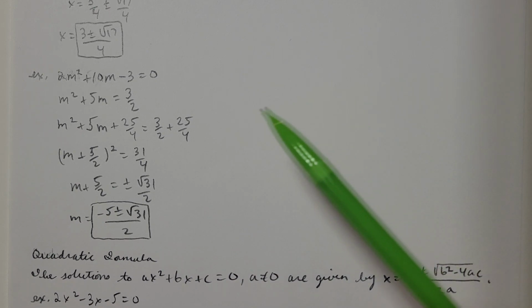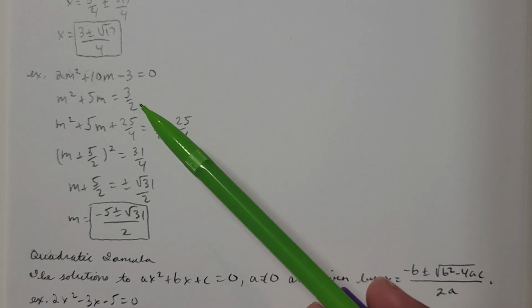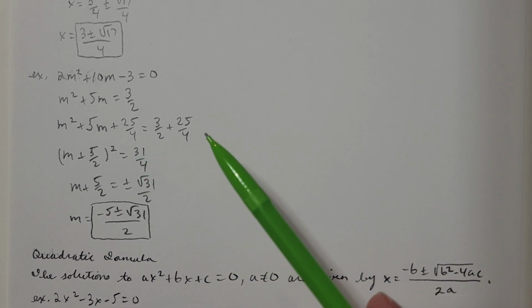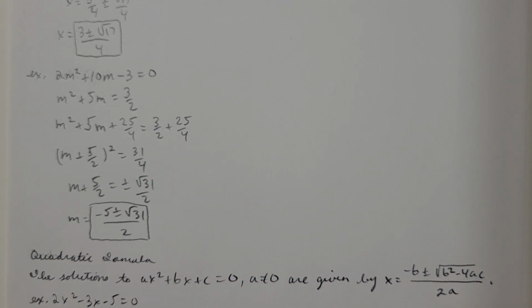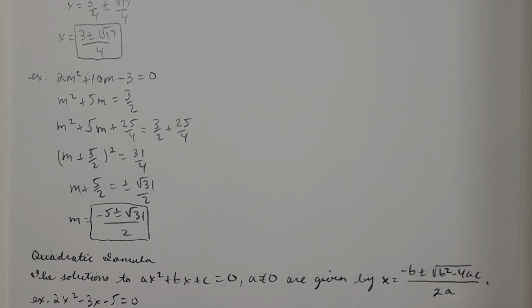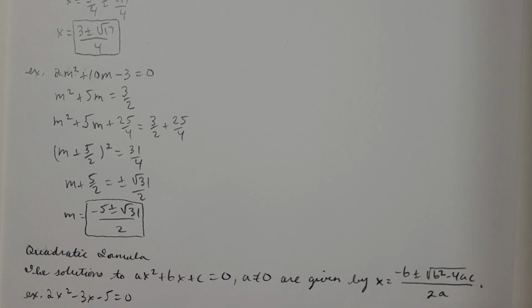So I need to take half of the number in front of m, and I add that new number squared to both sides. So half of 5 would be 5 halves. Squared is 25 fourths. So I'm going to have to add 25 fourths to both sides. Okay, and I've done that. So on the left side, it's always going to factor, and also the factors are going to be the same.